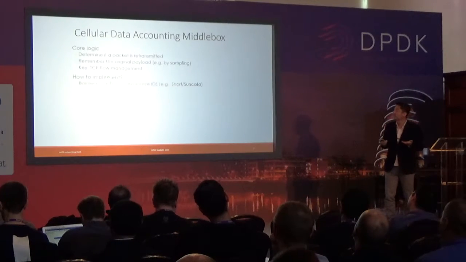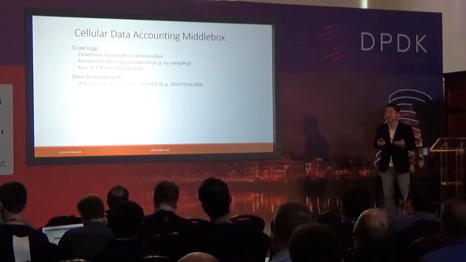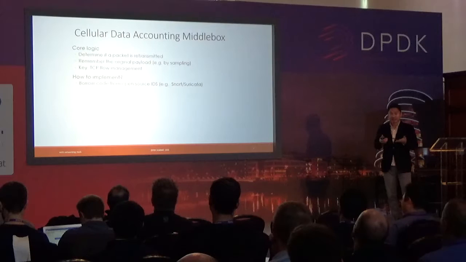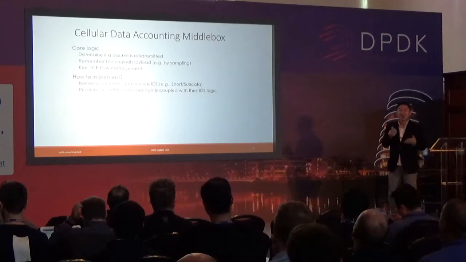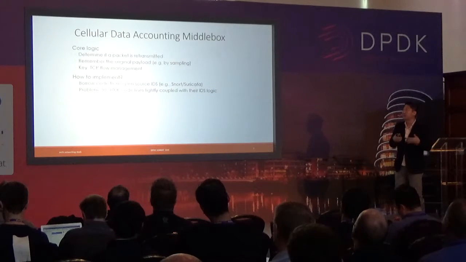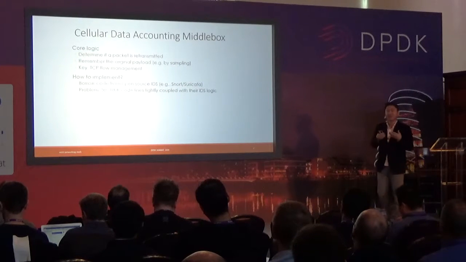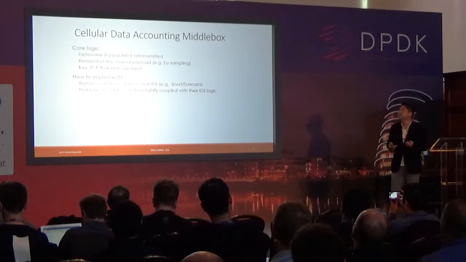How to implement this? Maybe you can just borrow it from somewhere else. You can borrow code from open source IDS, intrusion detection systems, like Snort and Suricata. They do manage the flows. But the problem is that these codes are like 50 to 100,000 lines of code. They are very tightly coupled with their IDS logic, so it's very difficult to detach only the part you need.